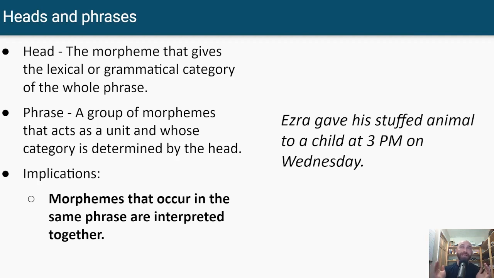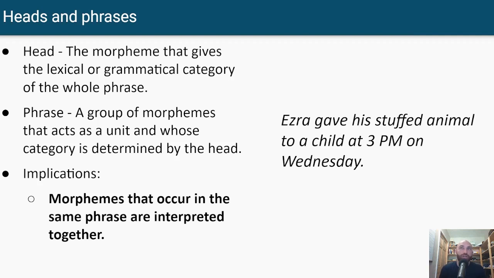And basically the phrase includes both the head and the arguments of the head. So what that means is if we define that as the phrase, "gave a stuffed animal to a child," it means that the verb give requires certain arguments, and we're going to define this next. Those arguments form the whole phrase. So the implication of this is that morphemes that occur in the same phrase are interpreted together.